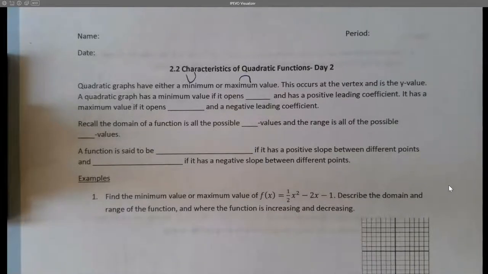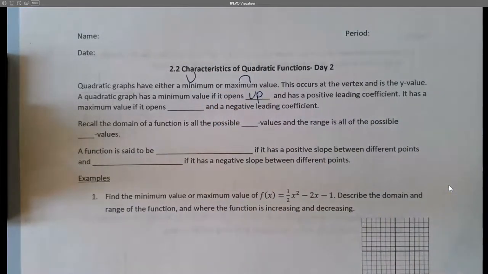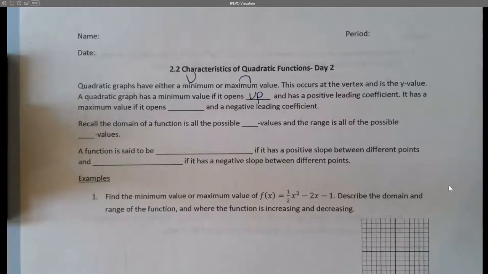Okay. So you will either have a maximum or a minimum. You can only have one. You will not have both in quadratic equations. And it always occurs at the vertex and is the y value of the vertex point. A quadratic graph has a minimum value if it opens up and has a positive leading coefficient. That means the number in front of the x squared is positive.